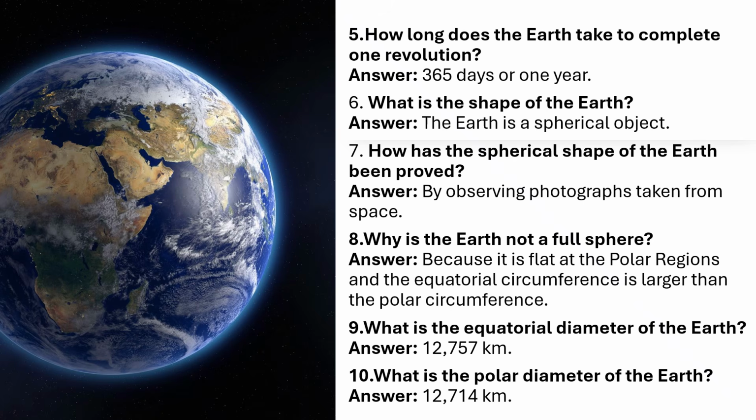What is the equatorial diameter of the Earth? Answer: 12,757 kilometers. What is the polar diameter of the Earth? Answer: 12,714 kilometers. Again, that was not square kilometers, it was just kilometers. Both of them are just kilometers. Do not get that mixed up.